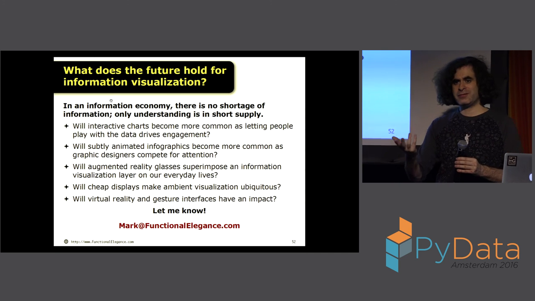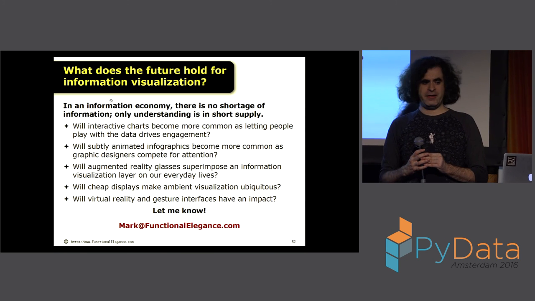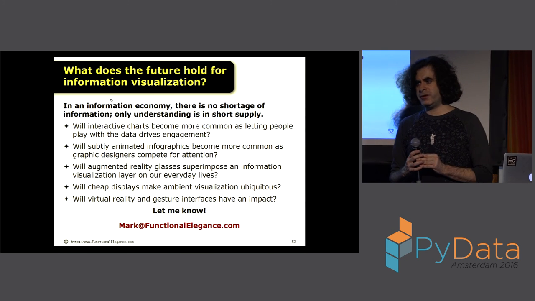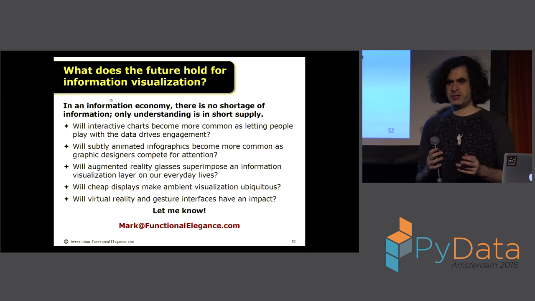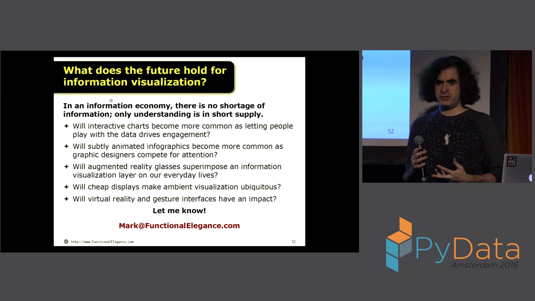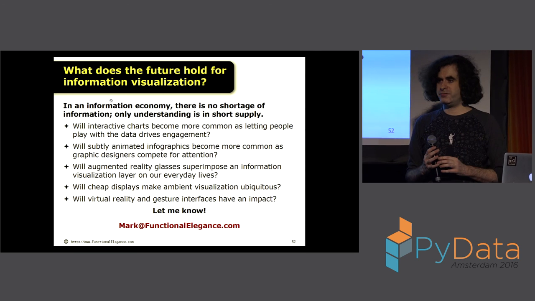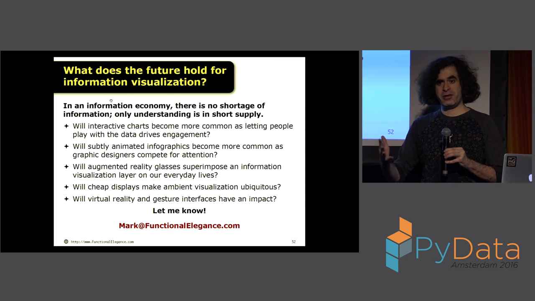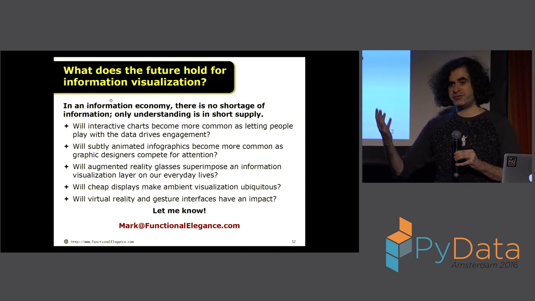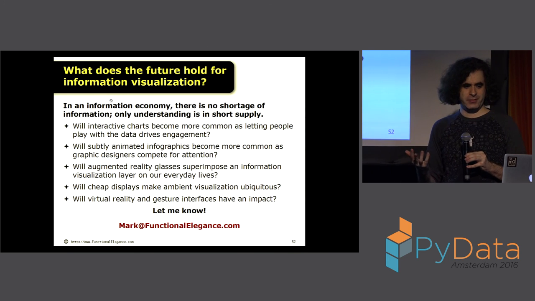So here's another question. We know how to do a lot with animation, but we seem to be only using it for transitions. Will animation design become ever more central to information visualization design? For example, we could use animation to express uncertainty.